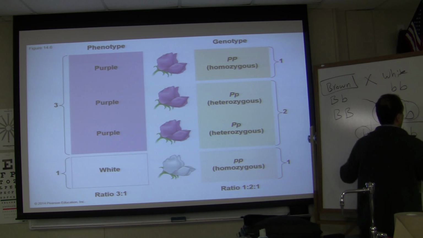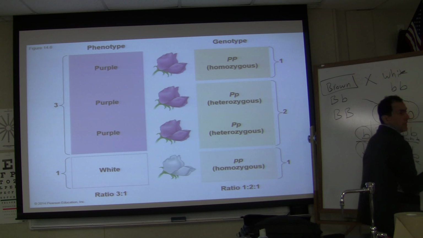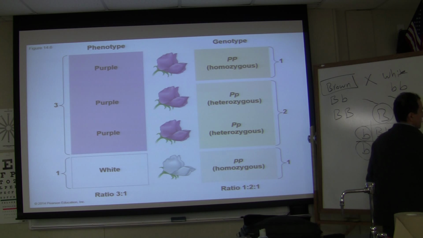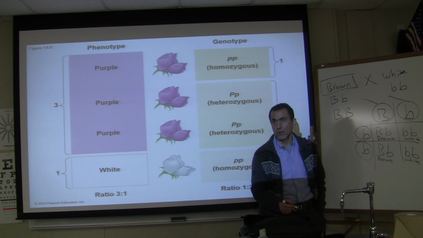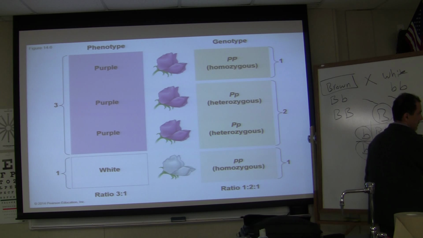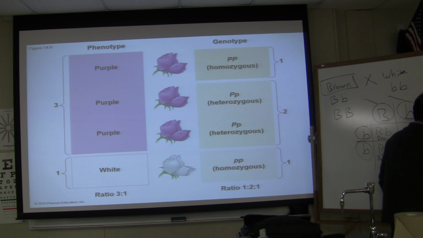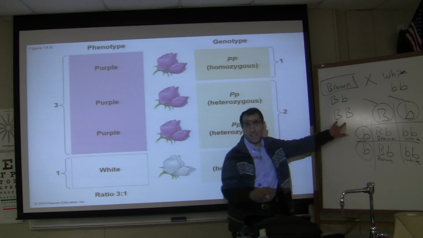And then what do you have here? Small b. And then what are you going to have? Capital B, small b. Right? Am I right or no? Do you see that or no? And what are they? What is this one? Brown. What is that one? What is that one? So I know that animal or that plant you gave me is a purebred.